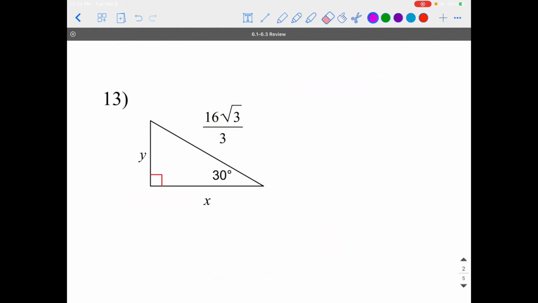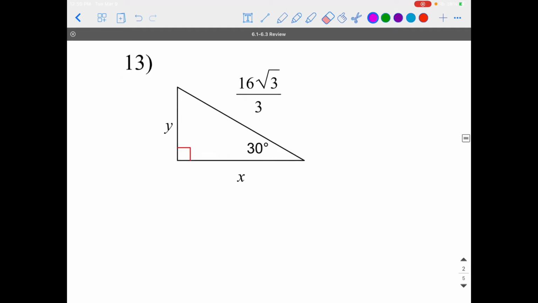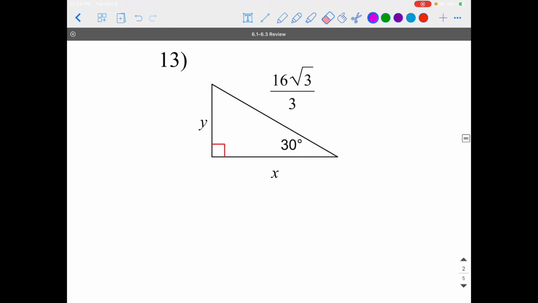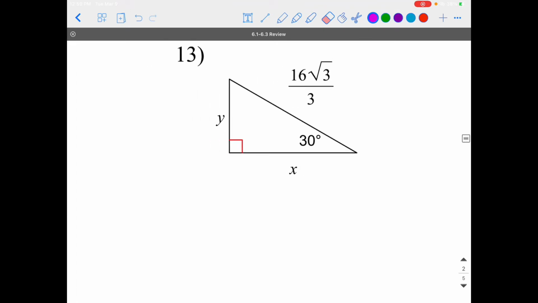Number 13. This one was a little bit harder just because it required a lot of knowledge on fractions. So we're given the hypotenuse. To go from the hypotenuse to the short leg, you have to divide by 2. Dividing by 2 is the same thing as multiplying by 1/2.